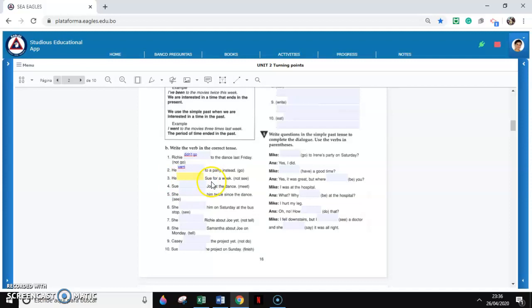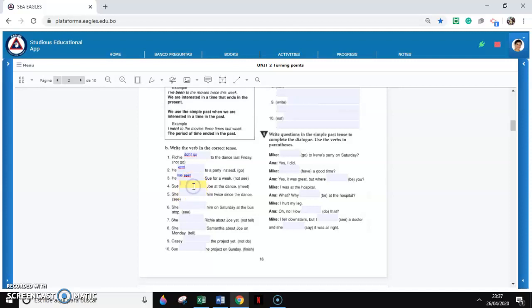3, he Sue for a week. So here we have for a week, which is the time phrase that we use for present perfect tense. It shows that the action has not finished. So he has seen Sue for a week. That means that he's still looking at her.